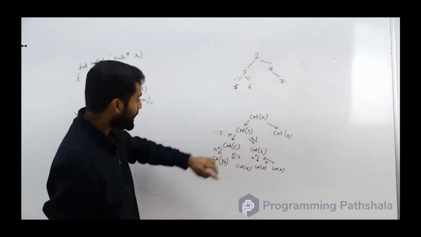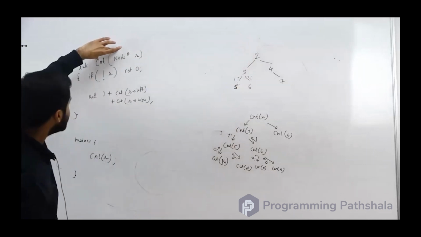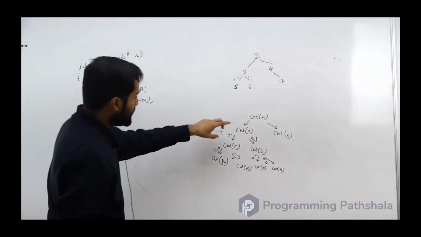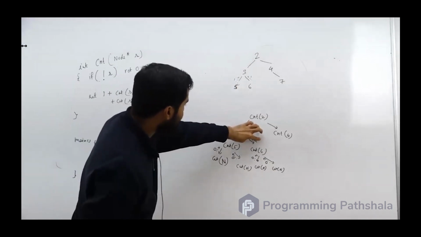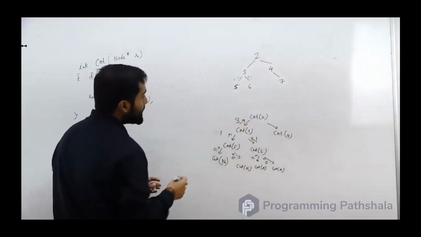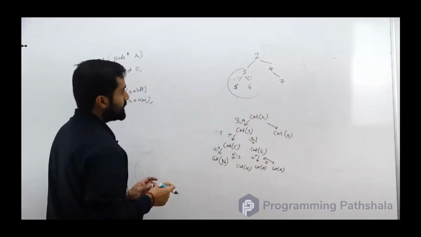So if you take a look at count of 3, you had said you will return 1 plus the number of nodes in left and the number of nodes in right. The number of nodes in left is 1, the number of nodes in right is 1. So you'll return 1 plus 1 plus 1, which is 3. And again, it is right, because here there are 3 nodes.